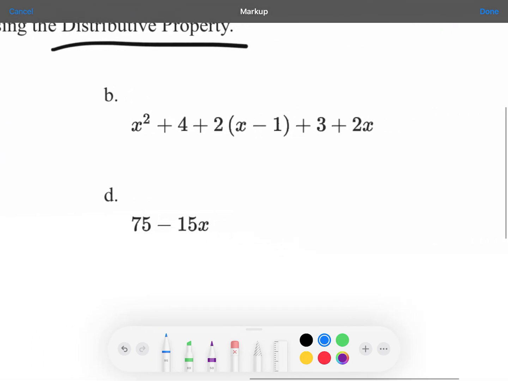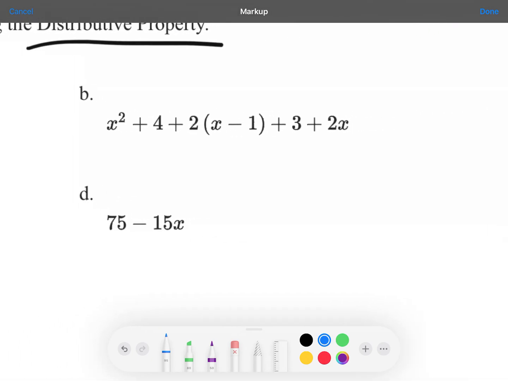All right, let's look at B. B, I'm going to group things very similarly again, and what I'll do is notice in here I do have one group of the x squared tiles, and then I have a group of x tiles, which I'm going to have to put some focus on. We'll talk about that.